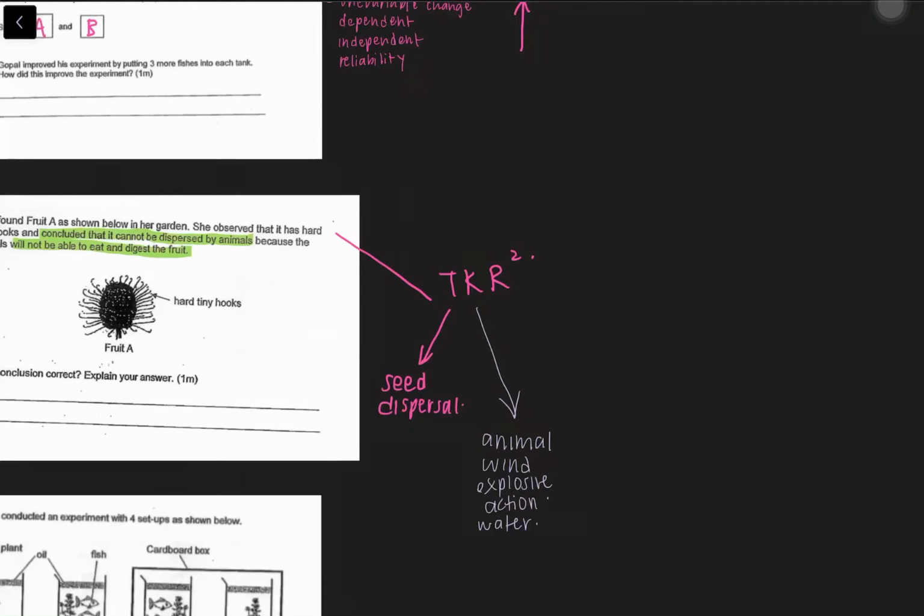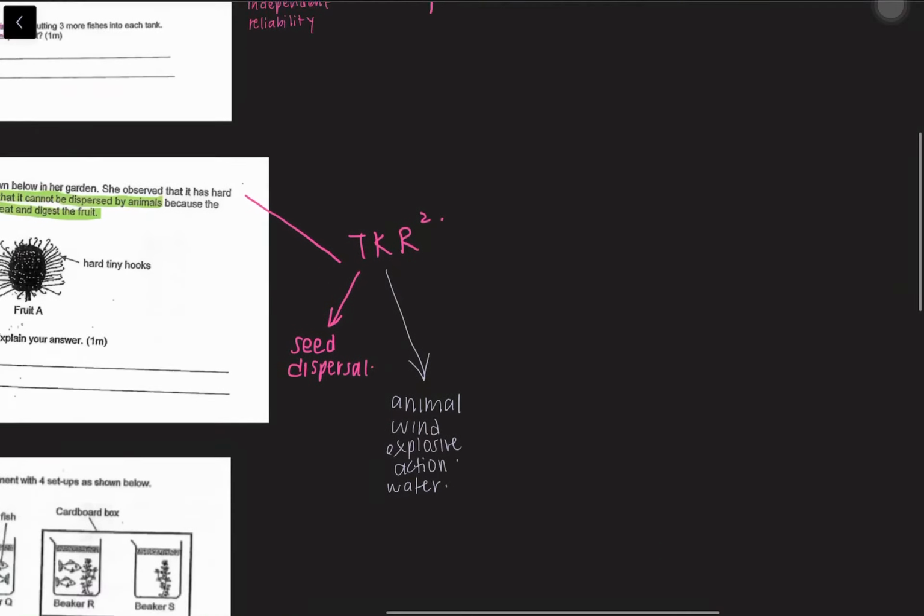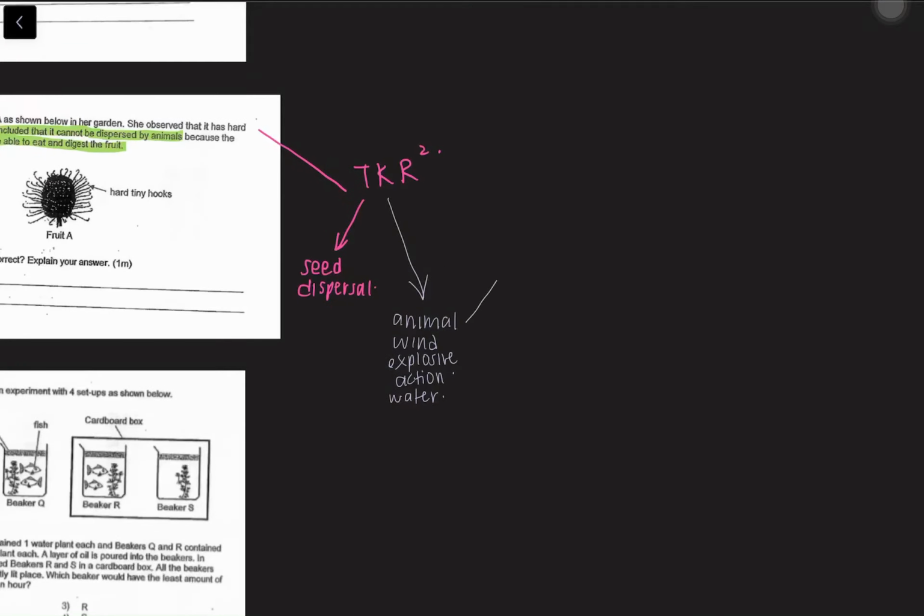So for this question, it is asking us to check whether this fruit can be dispersed by animals. So we have to think further. We have to branch out our animals. Can be by eating, can be by carrying. So now we move on to our first R, which is our relationships, which is seen here. So animals, animal dispersal can be done through eating or can be done through carrying.